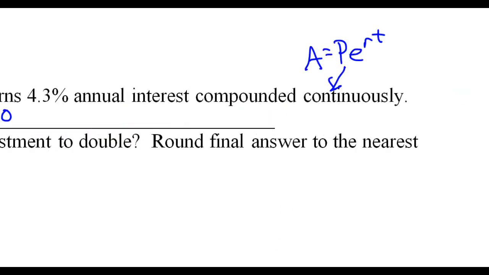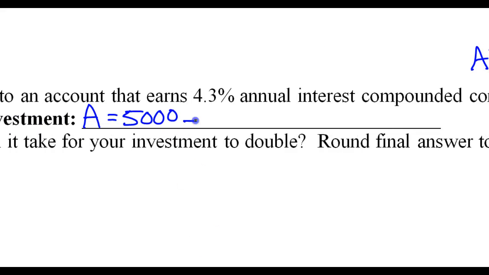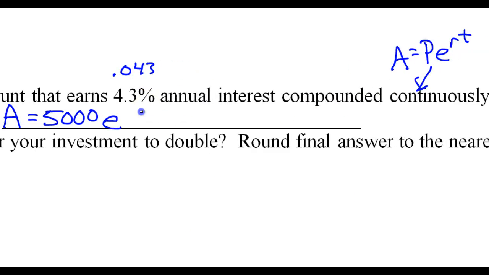And then it's e to the rt power. So I'm always going to have this e. Now, as a decimal, the rate would be 0.043. So that's the r. So I'm going to have my 0.043 and then t, because it's the model.